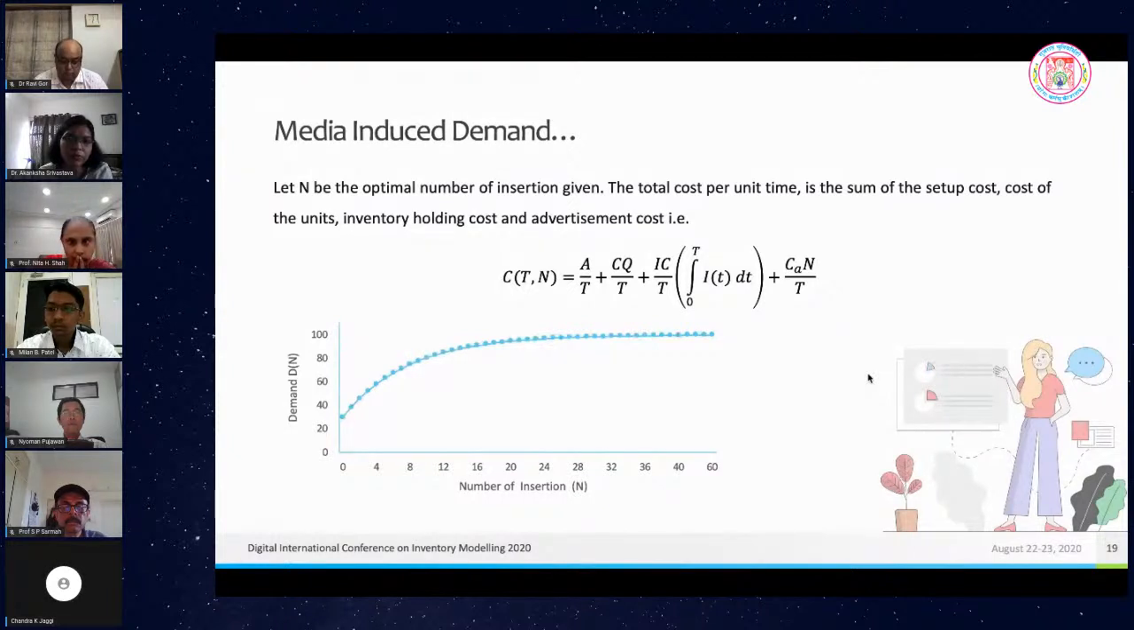This is the curve. Graphically, this is the behavior of the demand, and it reaches the saturation level after some time, and we try to find out how it gets impacted. This was the initial one. Next, please.